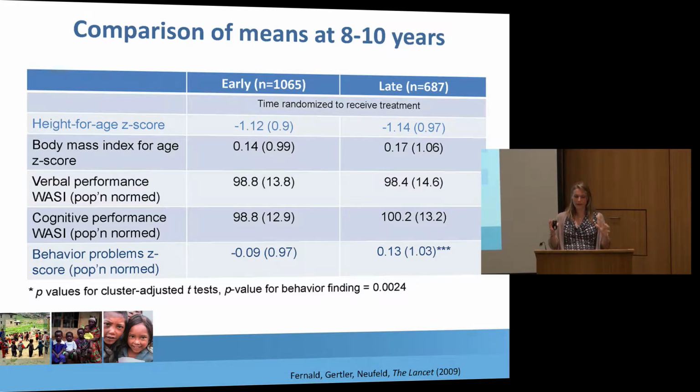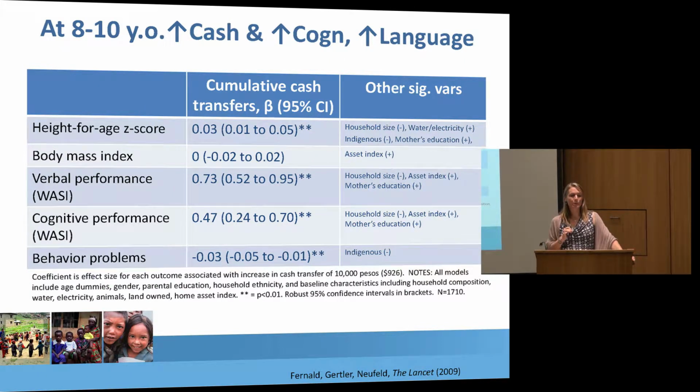What's going on there? And so, in an analysis that I'm not going to go into, but is detailed in the paper, in both the Lancet 2009 and the 2008 paper, both of which use this approach, we looked at what the effect of just the cumulative cash transfers was on child outcomes. Now, this is where you see all of these variables as significant. So, to be clear of what this slide is saying, for households who receive more cash, those children had higher height for age, higher verbal performance, higher cognitive performance, and reduced behavior problems.